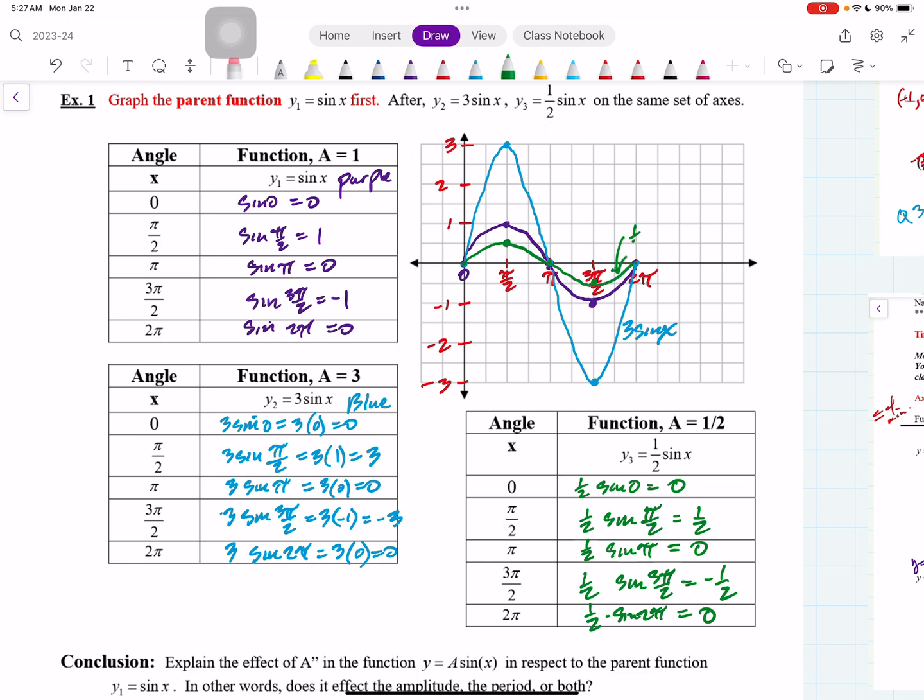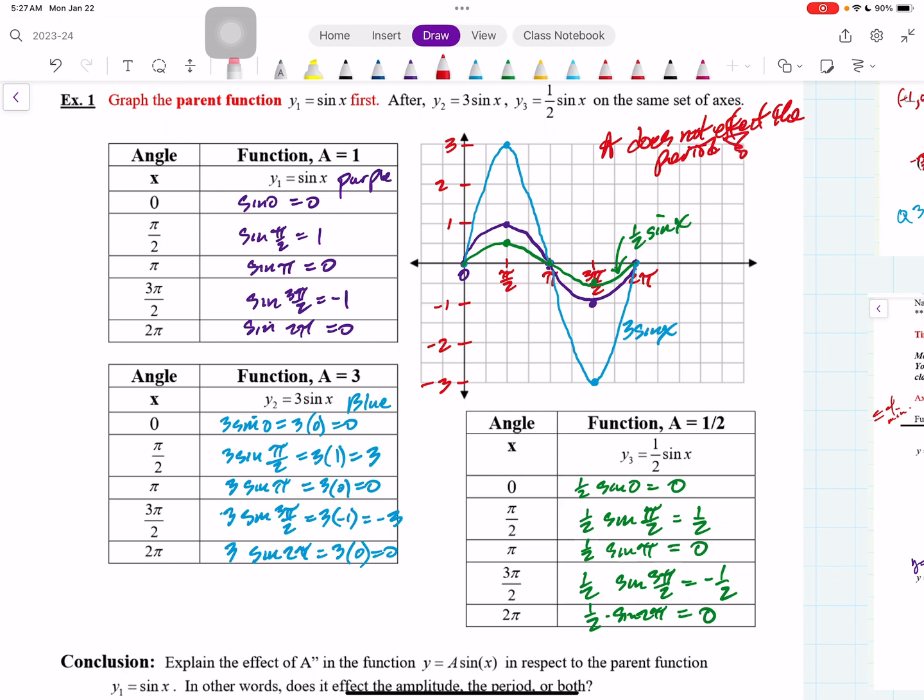So this one in green here is 1/2 times the sine of x. So they all have the same period. Okay, this a does not affect the period. So let's first note, a does not affect the period. That's the first thing that you notice, okay?